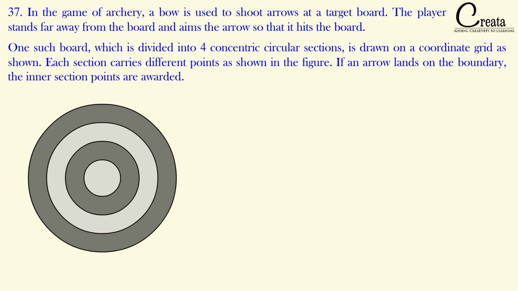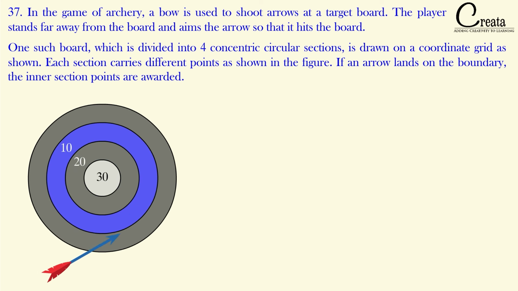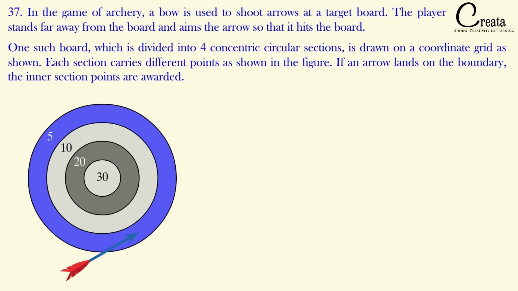This is the target board, which is divided into 4 different zones. Each zone has a different point value. If the arrow strikes the center zone, the player will get 30 points. If the arrow strikes this zone, the player will get 20 points. If it strikes this zone, 10 points, and if this zone, the player will get 5 points. And this is the distribution of the various points. The board is circular and the targets are also circular.